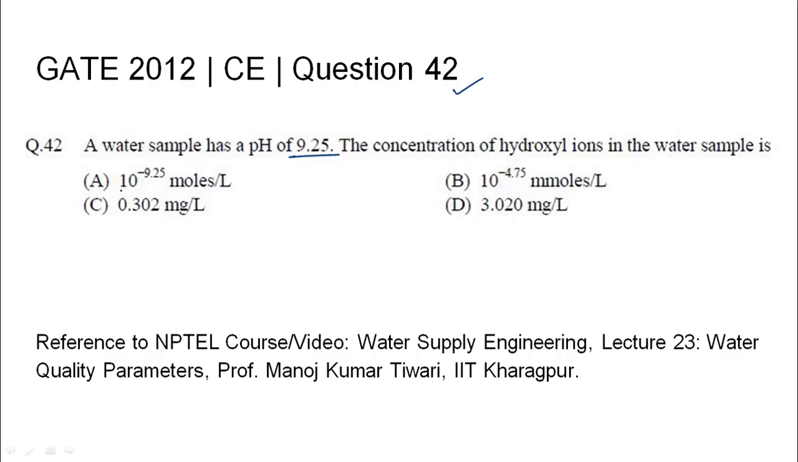10 raised to the power minus 9.25 moles per liter, B. 10 raised to the power minus 4.75 millimoles per liter, C. 0.302 milligrams per liter, and D. 3.02 milligrams per liter. The relevant NPTEL reference has been listed.